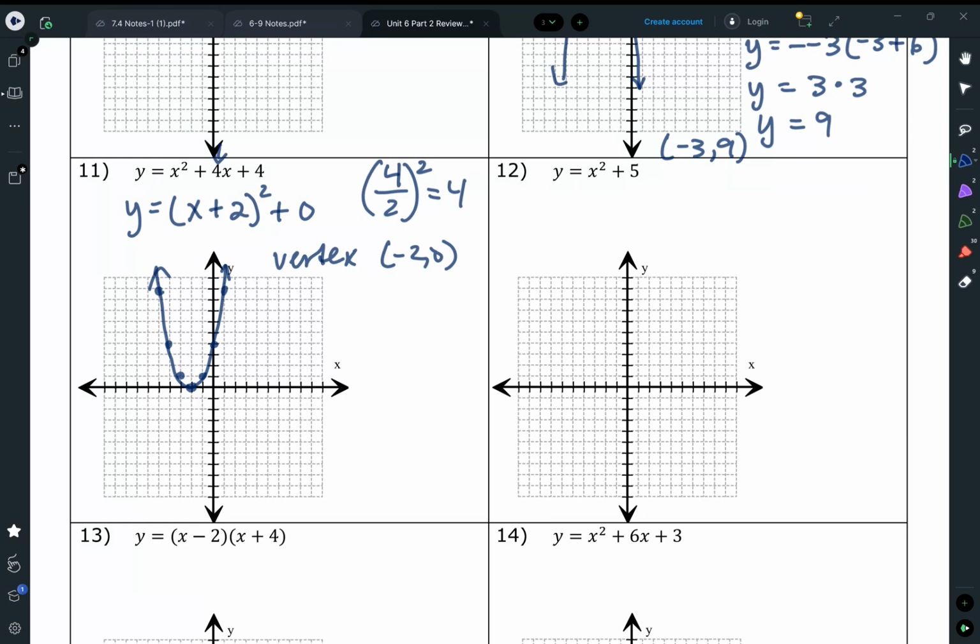Next one, x squared plus 5. Well, that's already in vertex form. Our vertex is 0, 5. So let's start at 0, 5. 1, 3, 5, 7 pattern again.